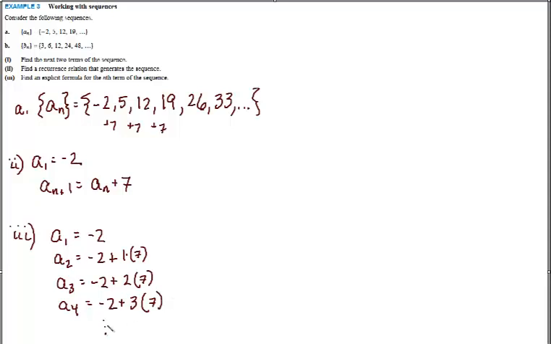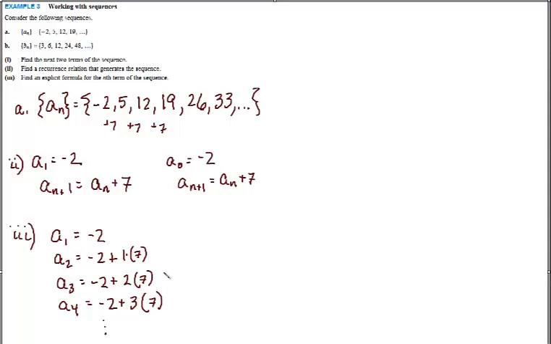Now it is for this very reason sometimes you'll see textbooks start this one at a sub 0 equals negative 2, and then you would write a sub n plus 1 equals a sub n plus 1, starting where n starts at 0 instead of 1. It really doesn't make any difference either way you do it, but it just makes it easier to look at whenever I go to write the explicit formula.